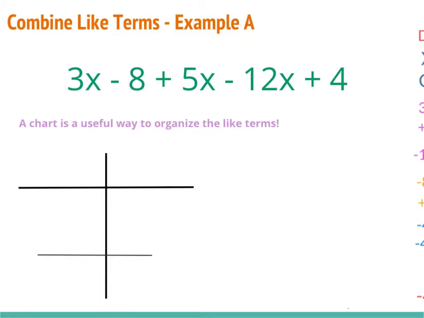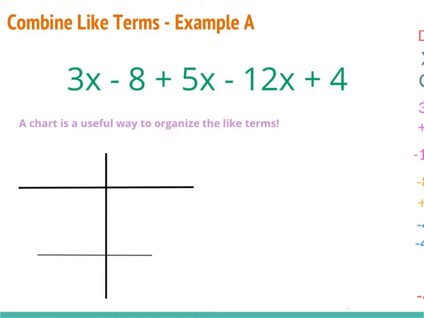So here we are at example A, and it says combine like terms. So we're going to be combining like terms, and a chart is a useful way to organize like terms. So we've drawn a chart there in our bottom left-hand corner. So let's go ahead and get started and figure out what things that we have that are alike.